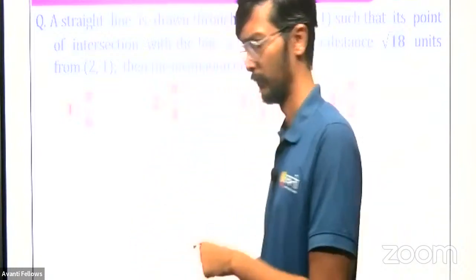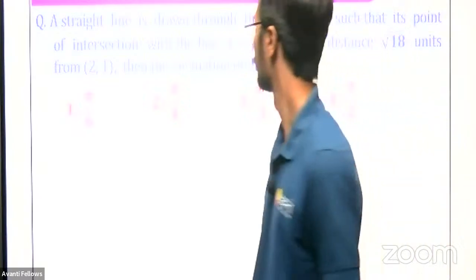Let's see the next. Yeah, now this is a very good question, and it was also asked in previous JEE Mains. Let us see this question carefully. What does it say? It says that a straight line is drawn through the point such that its point of intersection is at a distance from (2, 1) inclination. Now, let me give you one general tip which I usually give.